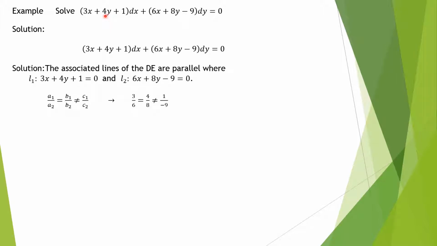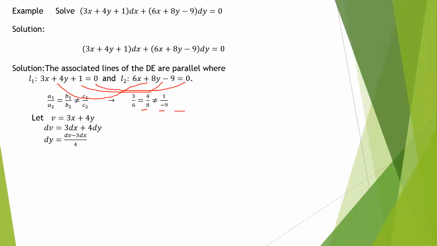This is the original problem. The associated lines are parallel because if you divide 3 and 6, divide 4 and 8, and divide 1 and negative 9, 3 over 6 is the same as 4 over 8, but not the same as 1 over negative 9. So this will follow the method for parallel lines.